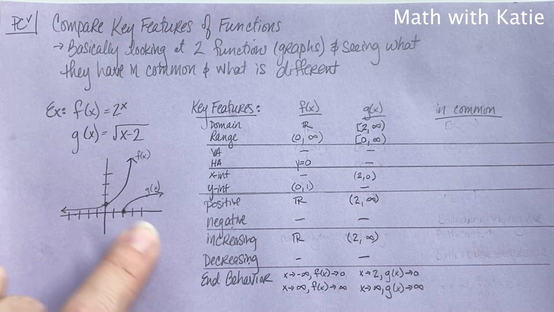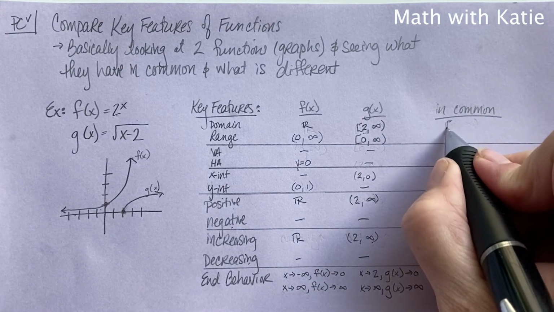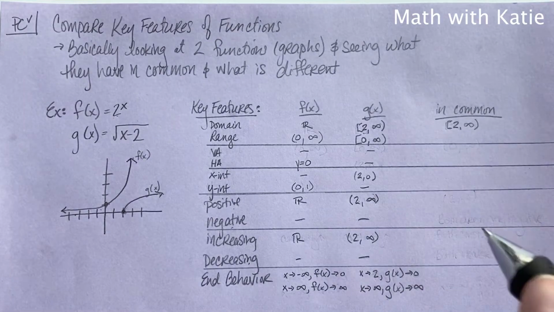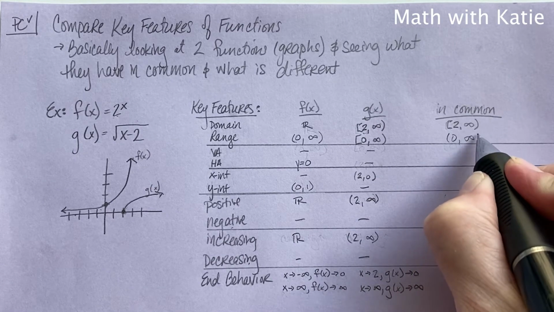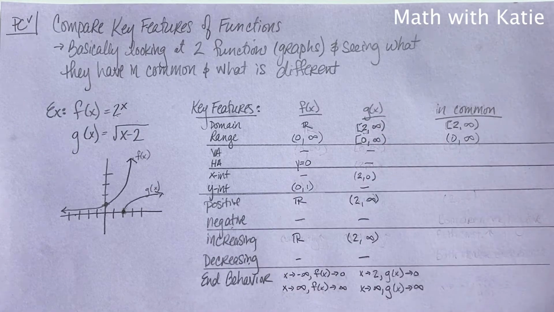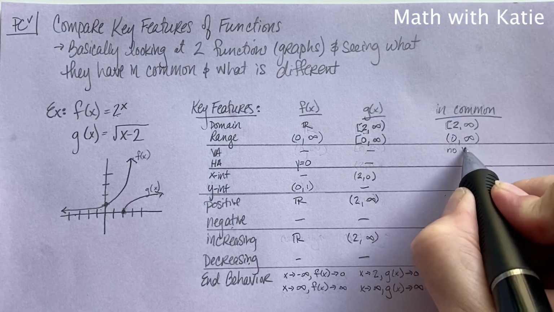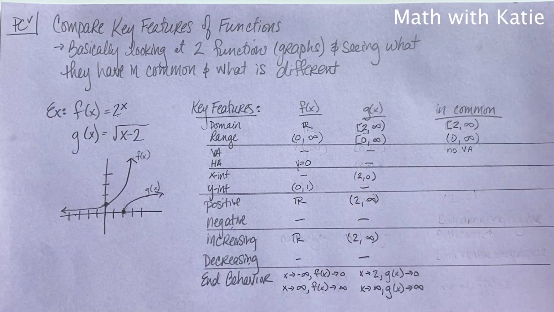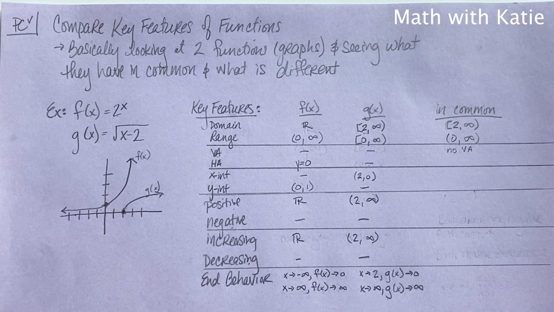All right, now, what do they have in common? Well, they have the domain of 2 to positive infinity in common. Okay, and what do they have in common with their range? That'll be parentheses 0 to positive infinity, because remember, it doesn't exist at 0 here. No vertical asymptotes. And since this one has the horizontal and this one does not, there's nothing in common on the horizontal asymptotes. Okay, nothing in common on the y-intercepts or the x-intercept.